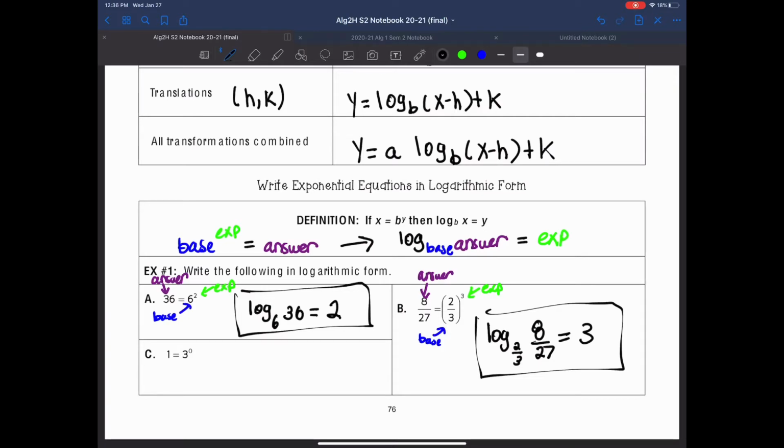Okay, last but not least, we have 1 equals 3 to the power of 0. Once again, we're going to put that into the logarithmic form. So I have log base, the base of my exponent is 3. So I put log base 3 of whatever the answer is, log base 3 of 1, and that is equal to my exponent, which is 0. And that, ladies and gentlemen, is how we convert exponents into logarithmic form. Just use the rules that we have up here and practice really hard, and it'll become second nature after a while. All right, let's go ahead and move on to the next piece.